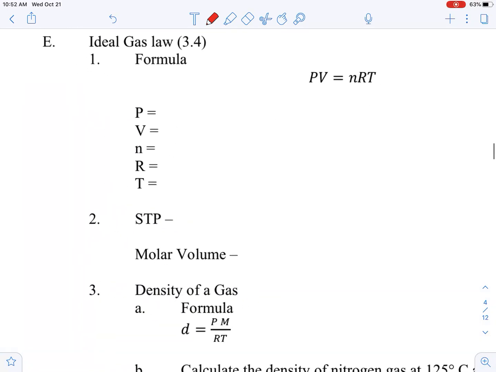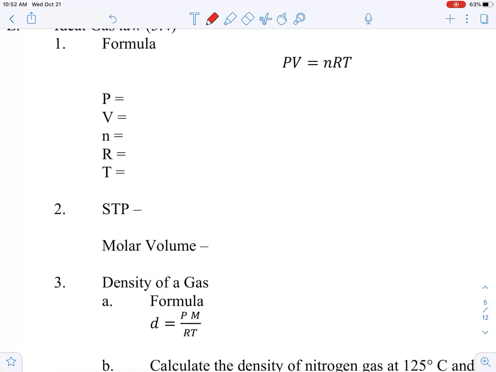Our ideal gas law formula is PV equals nRT. P is our pressure. Our pressure for the ideal gas law has to either be in ATMs, atmospheres, or kilopascals, kPa, and that's because of the constant down here. We'll hit that in just a second. Then we have V, our volume, and this has to be in liters. Then we have n, our moles. And shockingly enough, it has to be labeled in moles.